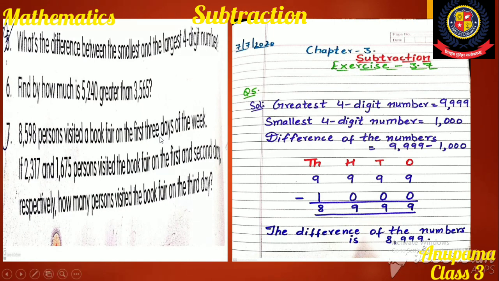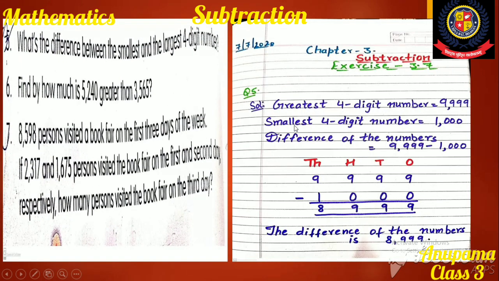question number 5. Okay, so here is question number 5. What's the difference between the smallest and the largest 4-digit number? So firstly, open page number 56, everyone. Open page number 56, exercise 3.7. We are doing question 5. What's the difference between the smallest and the largest 4-digit number? So we have to find the difference between the smallest and largest 4-digit number. Okay, so firstly tell me, what is the greatest 4-digit number?